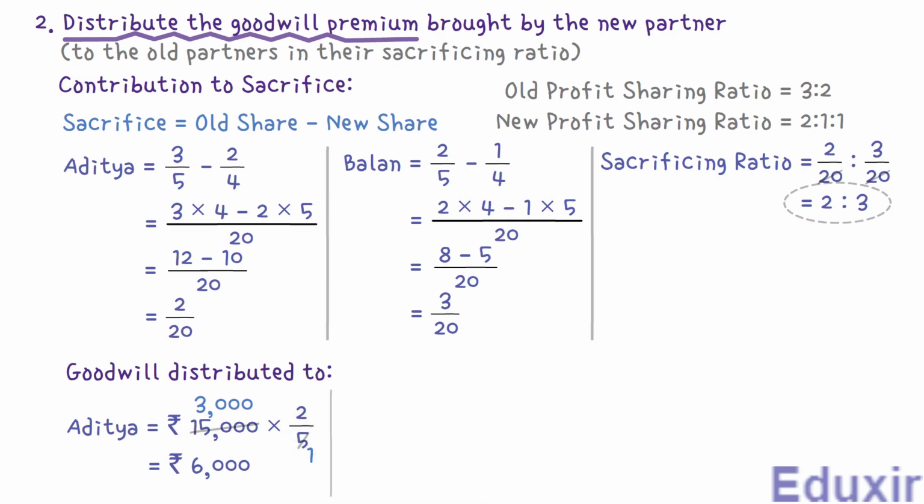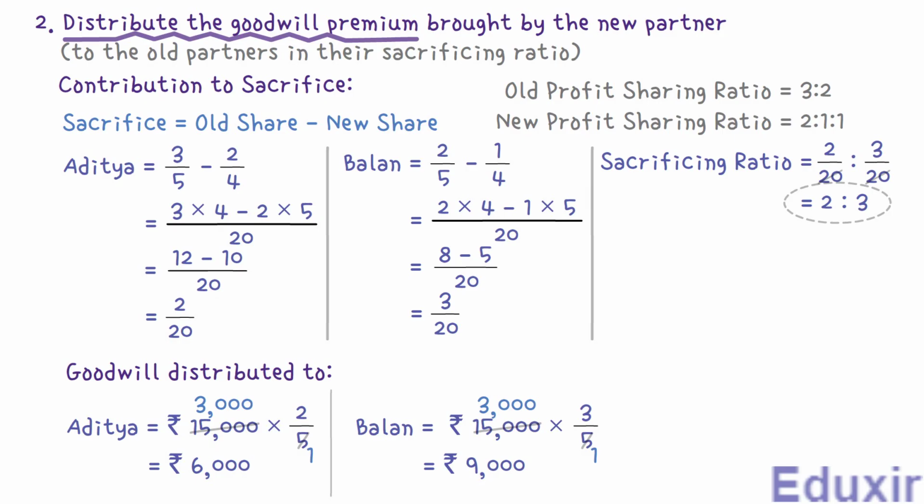Now the goodwill distributed to the old partner Balan is equal to the goodwill premium brought in by the new partner Christopher, which is 15,000 rupees multiplied with the sacrifice share of the old partner Balan, which is 3 upon 5. Cancelling with 5, 5 ones are, 5 3,000s are. Now if we multiply the remaining 3,000 rupees and 3, we get 9,000 rupees. This is the share of the old partner Balan in the goodwill premium brought by the new partner Christopher.